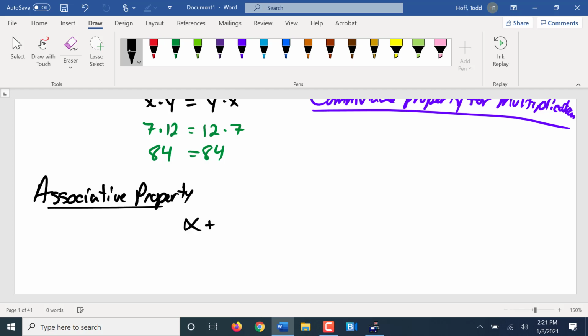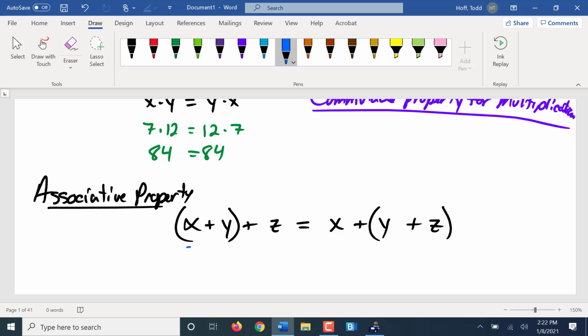Associative property: x plus y plus z. Then we've got x plus y plus z again, with the parentheses in different places. The parentheses are telling us, of course, to do the x plus y first on this side, and on this side, to do the y plus z first. So let's stick with x equals 7 and y equals 12. Give me a random number for z. 14, okay.